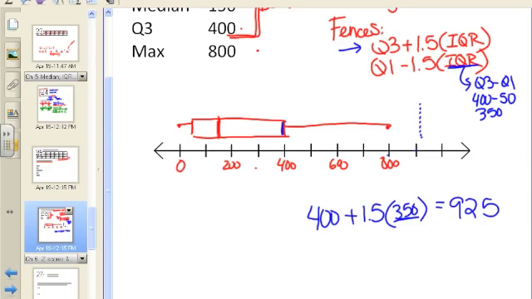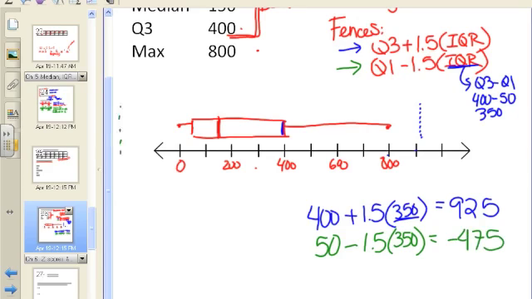I can do the same thing on the bottom half using my second or lower fence. Q1 was 50. This time I'm going to subtract because I need to go to the left of the fence. 1.5 times the IQR. And I got negative 475. That's not even on my picture. Somewhere way down here, okay, there's another fence. Certainly we don't have anybody that sends negative text messages in a day. I'm not really sure what that would mean. So we're not going to have any outliers on the low end. So in this particular set of data, there are no outliers.